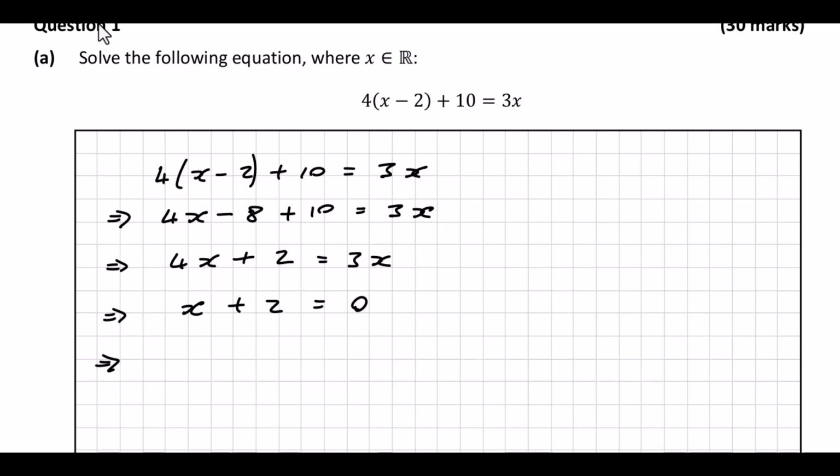Next thing I'm going to do is subtract 2 from both sides. So plus 2 minus 2 will just give me 0. So that just leaves me with x. And if I subtract 2 from the right hand side, I'll end up with minus 2. So my answer is x is equal to minus 2.